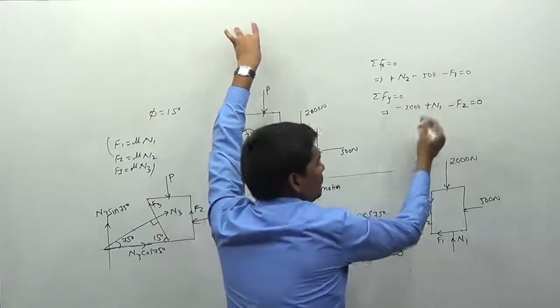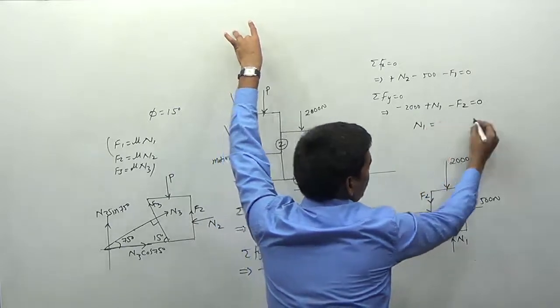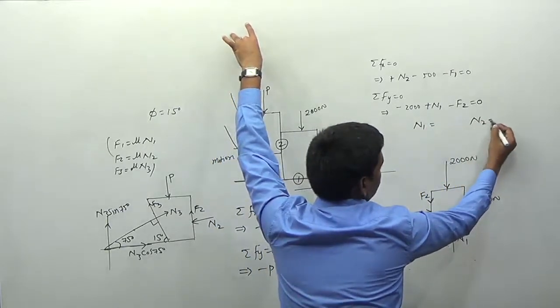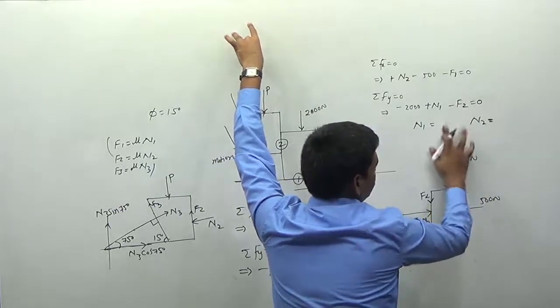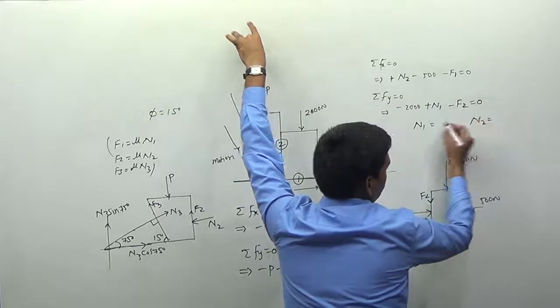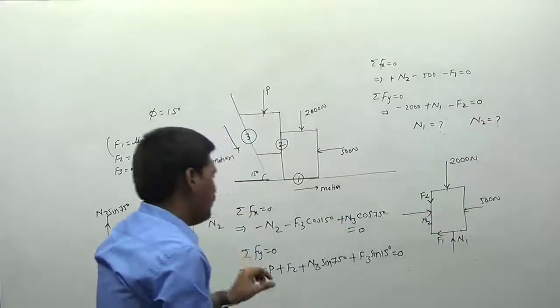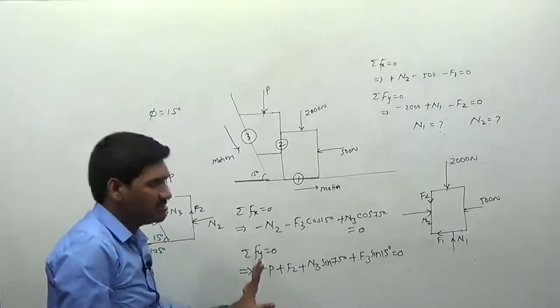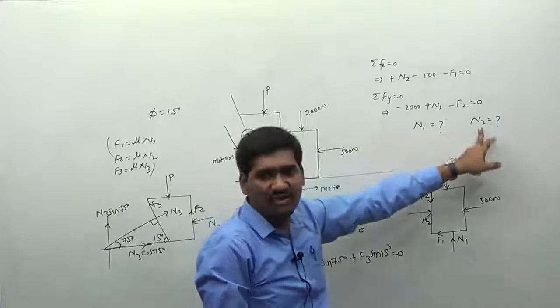Now solve these two equations and you can determine the values of N1 and N2, right? From these two equations. Okay. After determining the values of N1 and N2, substitute in these equations. So no need to substitute the value of N1. Actually, no need to calculate the value of N1. We need the value of N2 only.